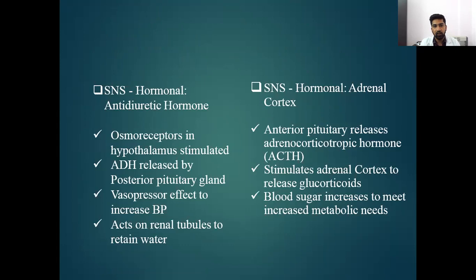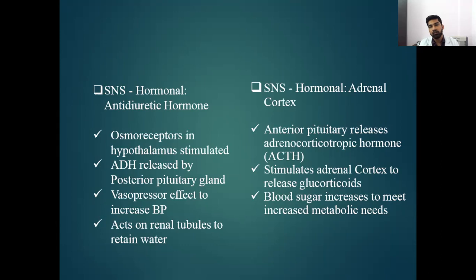Sympathetic nervous system, hormonal: antidiuretic hormone. Now we can see antidiuretic hormone, which controls your urine output, and how you can monitor it. Osmoreceptors in the hypothalamus are stimulated. ADH is released by the posterior pituitary gland. It has a vasopressor effect to increase BP and acts on renal tubules to retain water.